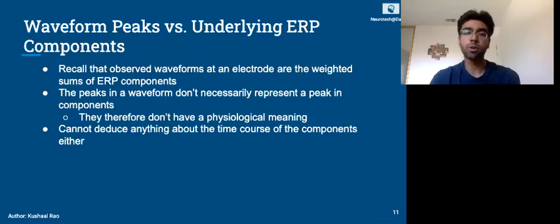And so it's important to know that when you look at an electrode and all these peaks and squiggly lines, the waveform from the electrode itself doesn't have any physiological meaning. It's all a combination of what's happening in the underlying ERP components. So waves and peaks and troughs don't really mean anything physiologically. It can be correlated. There's a chance that it might line up and be on the same time scale, but you cannot deduce anything significant with 100% accuracy without doing further analysis.